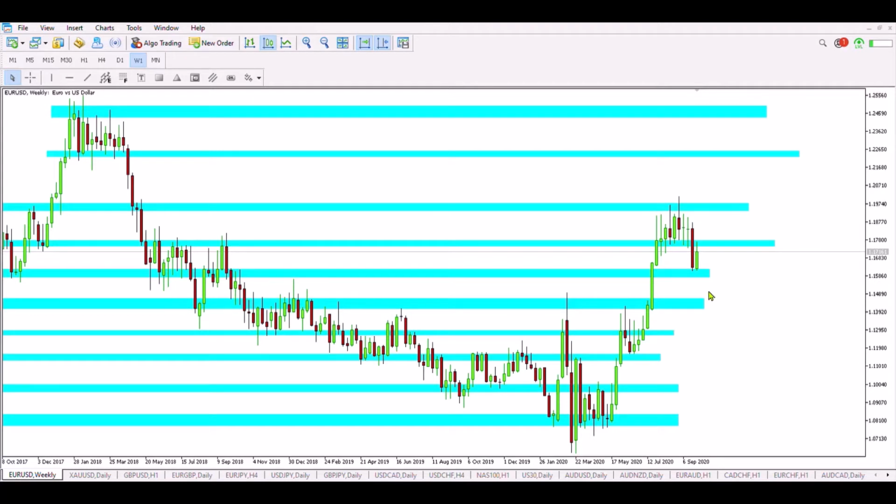Let's not go into details because everything can happen. Of course the price can continue going up and start creating new highs. Now let's go to the GBP USD.